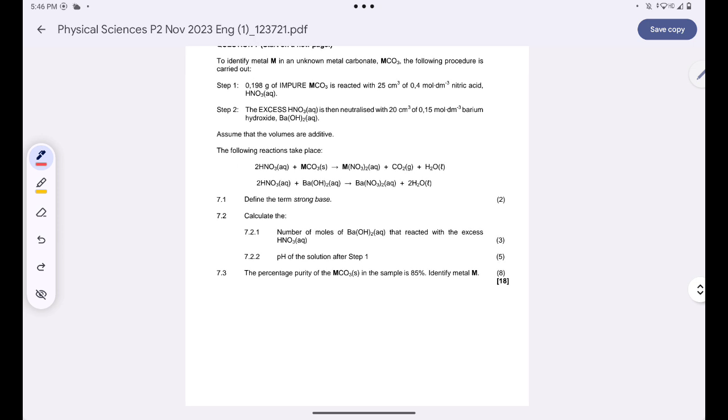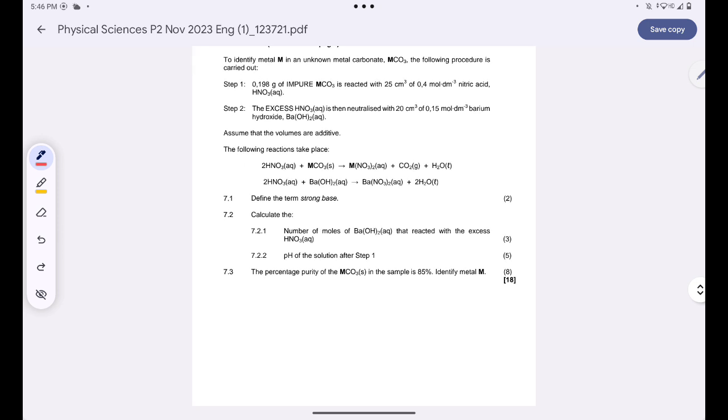The excess nitric acid is then neutralized with 20 cubic centimeters of 0.15 moles per cubic decimeter of barium hydroxide. Assume the volumes are additive. The following reactions take place.